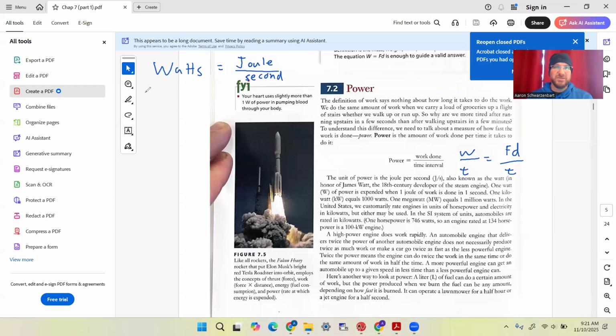The other common unit for power is the horsepower. And yes, this is kind of a random one. And the definition of how they came up with it is even more random. But the idea is how much power a horse can generate, which depends very much on the horse. Okay, so that is power.